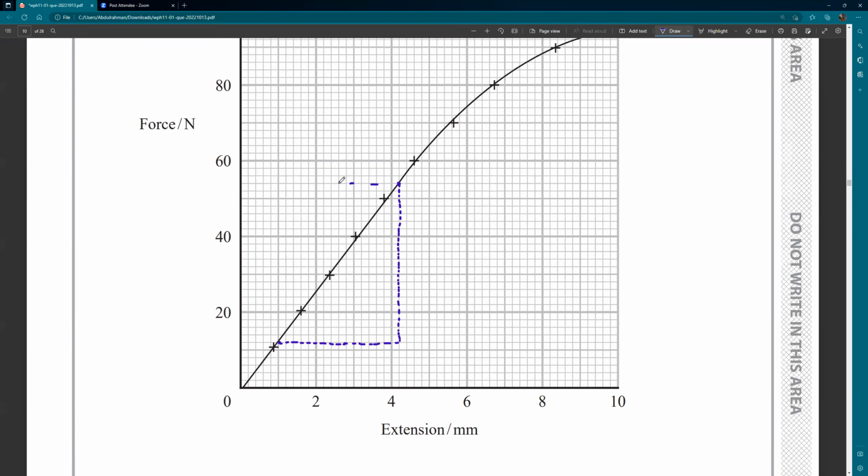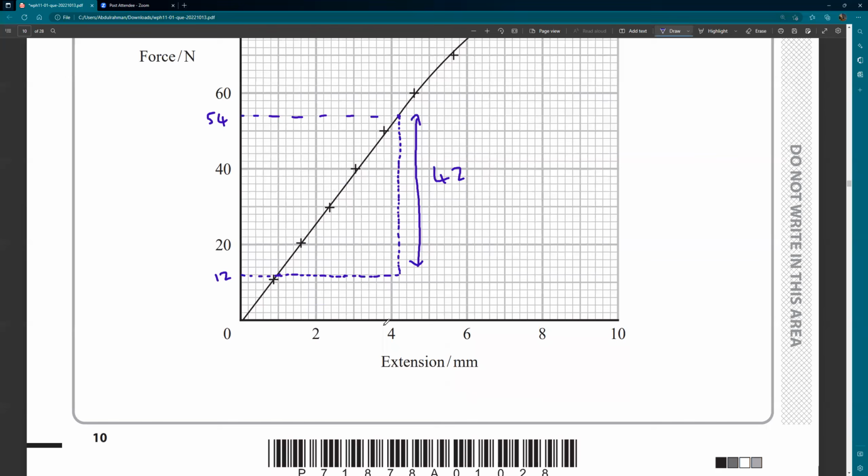Mark the point. This is 50, 52, 54, so this is 54 newtons. And then this is 10, 12, so this is 12. So the height of your triangle is 54 minus 12, which is 42. And then your x-axis: this is 4.2 and this is 1. So 4.2 minus 1 is 3.2. And keep in mind, this is 3.2 millimeters.